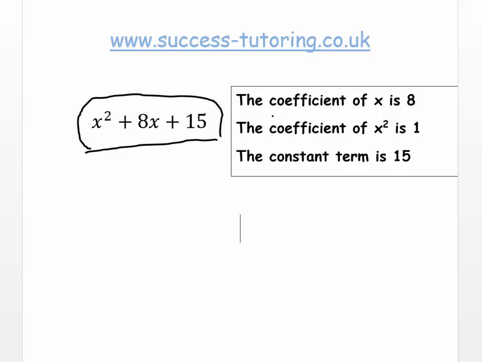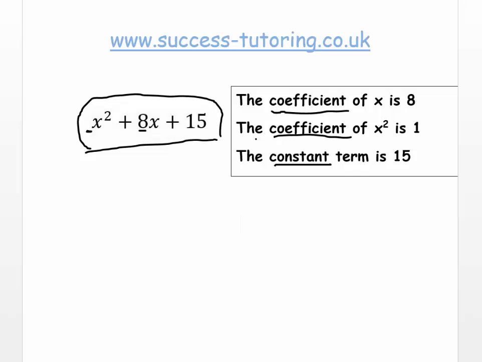You need to know what a coefficient is, and you need to know what a constant is. First of all, a coefficient is a number that exists before a letter term. Now, the coefficient of x is 8 because this means 8 times x.